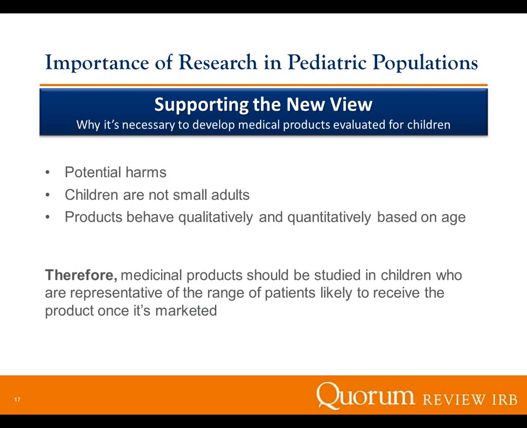So to recap, again, it's important to conduct research in pediatric populations because without this research, there may be potential harms to children by, again, denying a potential treatment or having the wrong dose. Also, you need to have research in pediatric populations because children are not simply small adults. There are a lot of factors to consider, and products themselves behave qualitatively and quantitatively different based on age. So the key is that medicinal products should be studied in children who are representative of the range of patients likely to receive the product once it's marketed.